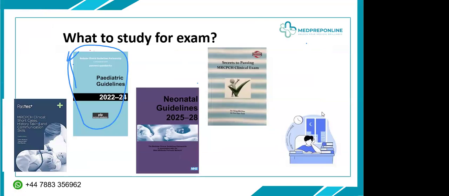Okay, so I was telling you that I cannot emphasize enough the importance of this book. You have to read the guidelines from start to end. How is it going to help you in your exam preparation, in the stations? This is going to help you in your history station, because the management part, the investigation part, the scenarios at times in the history that you get are like the guidelines, you have to tell them.